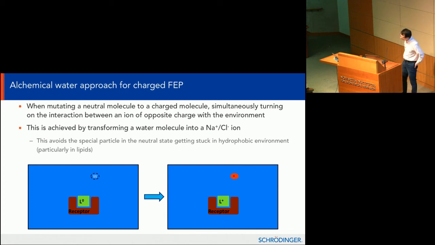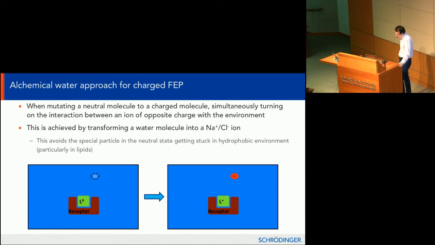The idea is very simple. For a perturbation between a neutral molecule and a charged molecule, we introduce a very special molecule in the system. The charge of the special molecule is 0 for the neutral ligand state, and plus or minus 1 for the charged ligand state. In other words, when mutating a neutral molecule into a charged molecule, we simultaneously turn on the interactions between an ion of opposite charge and the environment. In this way, the net charge of the two physical endpoints is zero, and the artifact is largely removed.